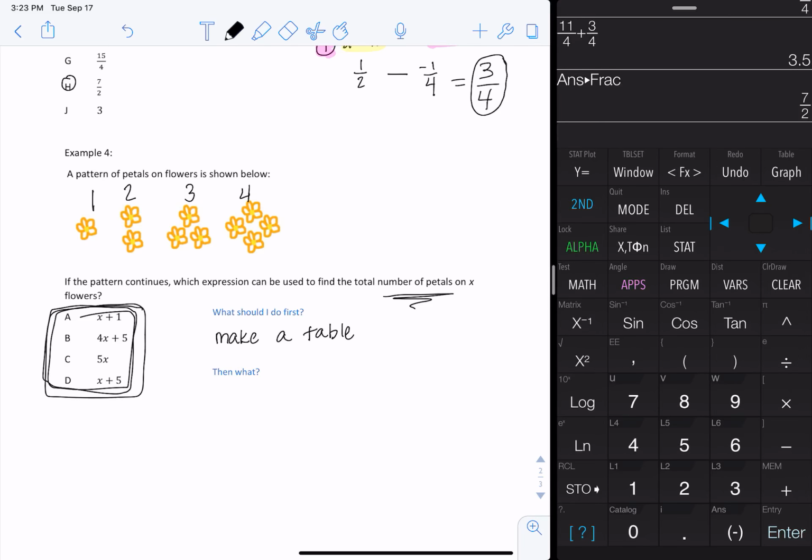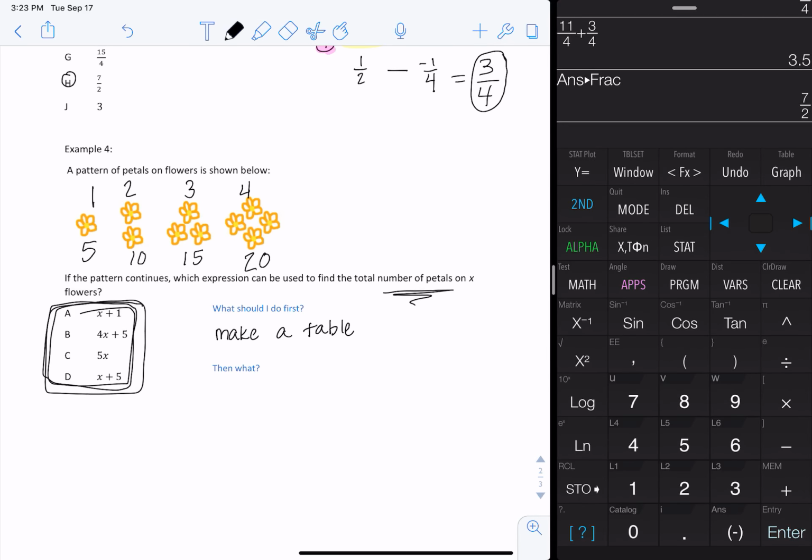So in the first situation, I have 5 petals. The second spot, I have 10 petals. The third spot, I have 15 petals. And the fourth spot, I have 20 petals. My bad. That's where my table comes from.